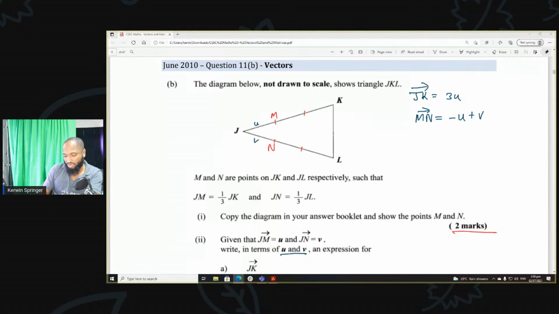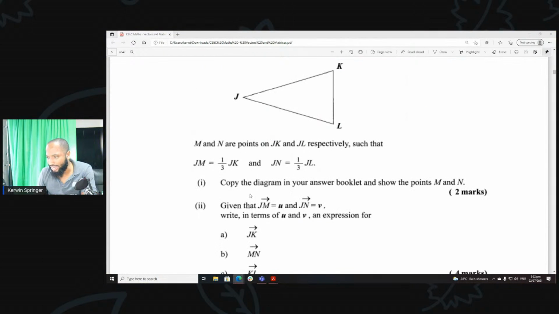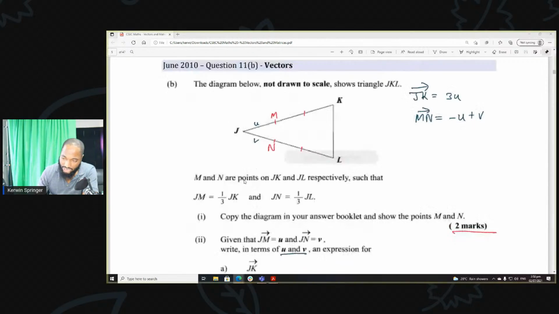MN, you go down this way, and you go back that way, right? So I feel good about that. I feel like I could put my name behind that. And then KL, K to L.